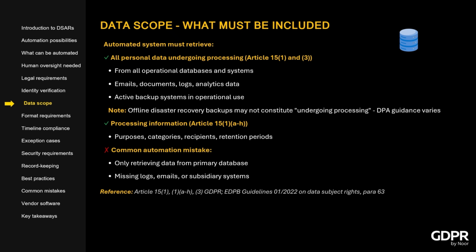Your system must supply the processing information, purposes, data categories, recipients, retention periods, and related details alongside the actual copy of the personal data under Article 15. EDPB guidelines emphasize that when in doubt, include it. The common automation mistake is searching too narrowly. Build your system to capture everything.